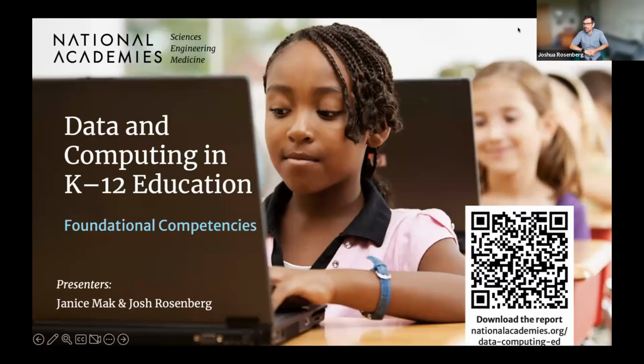Hi, Sarama and Lauren. My name is Josh Rosenberg. I'm a faculty member at the University of Tennessee, Knoxville, former science teacher, interested especially in data. So a nice complement to Janice's slightly greater focus on the computing side of this work. Interested in data and science education and teachers supporting their students to use more authentic types of data.